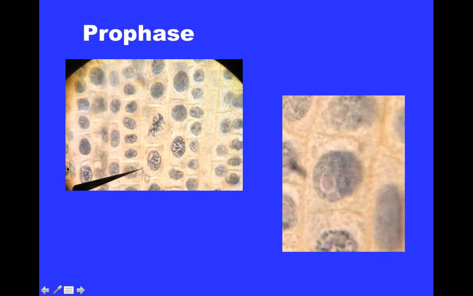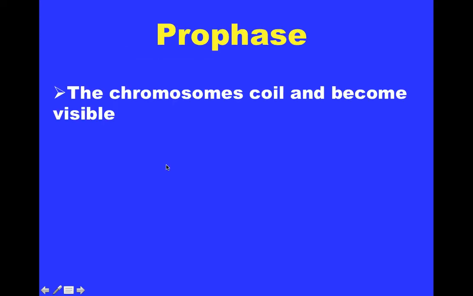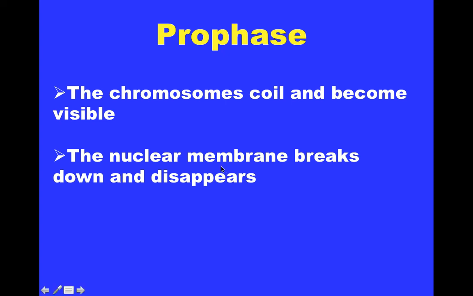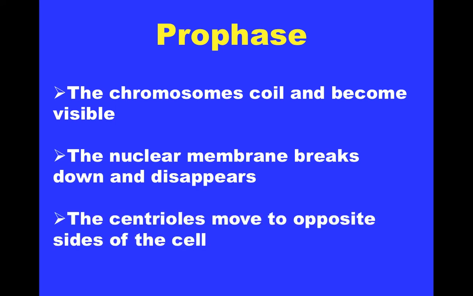The nucleus has started to disappear. Right here we can start to see the outline, the edge of the circle, has started to disappear. So our nucleus is breaking down. We said nuclear membrane is breaking down and it disappears because there's actually like a skin around the nucleus of the cell. And then these structures called centrioles move to opposite sides of the cell.